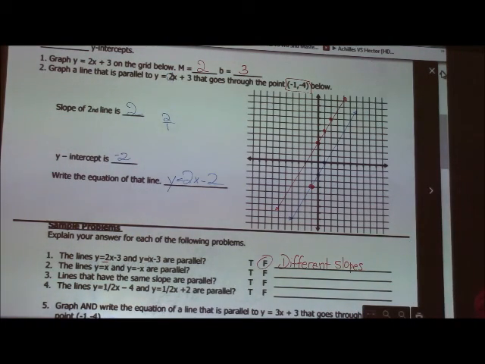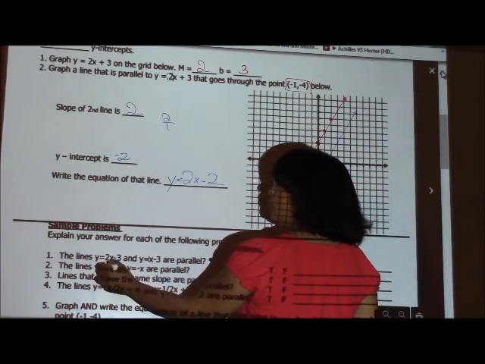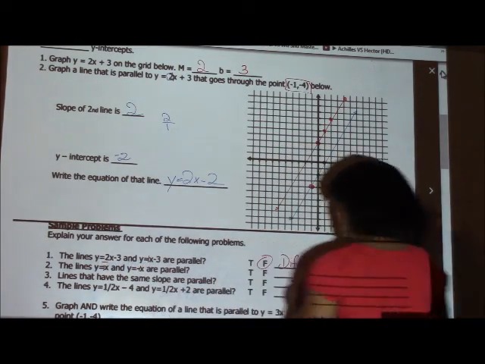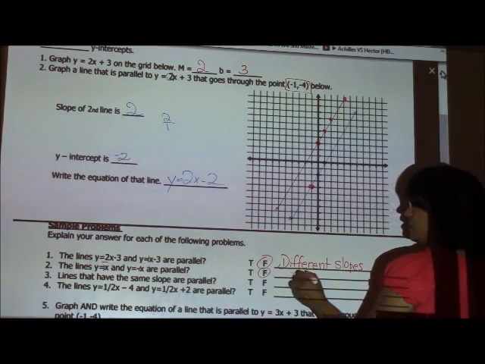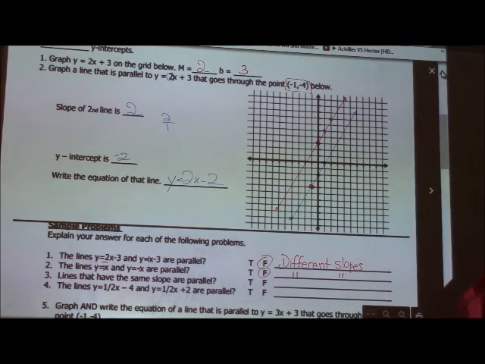The lines y equals x and y equals negative x are parallel. Yes or no? Once again, no, right. This has a slope of 1, this has a slope of negative 1. Not the same. So false, again, because they have different slopes.